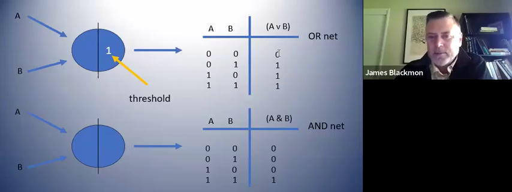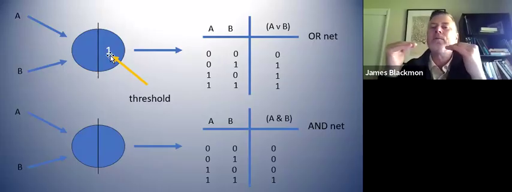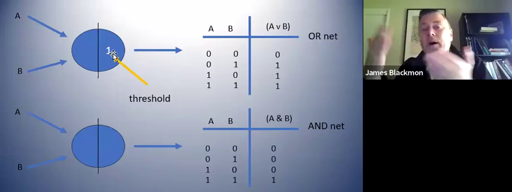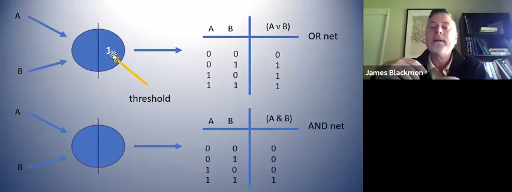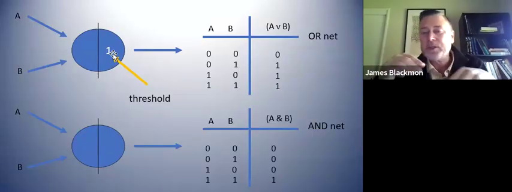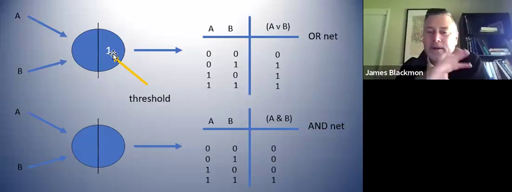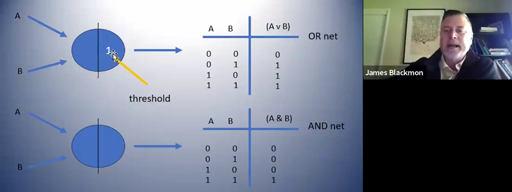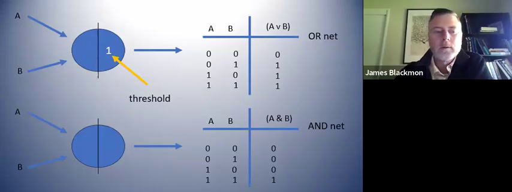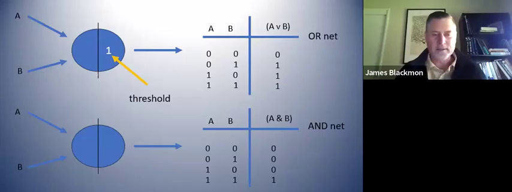And in the first case, the output is 0 because 0 plus 0 does not meet the threshold of 1. It's below, right? But 0 plus 1 is 1, and that meets the threshold. And 1 plus 0 also meets the threshold. And then 1 plus 1 is 2, which exceeds the threshold. And in all those cases, it produces an output of 1. Green checks, if that made sense, please.